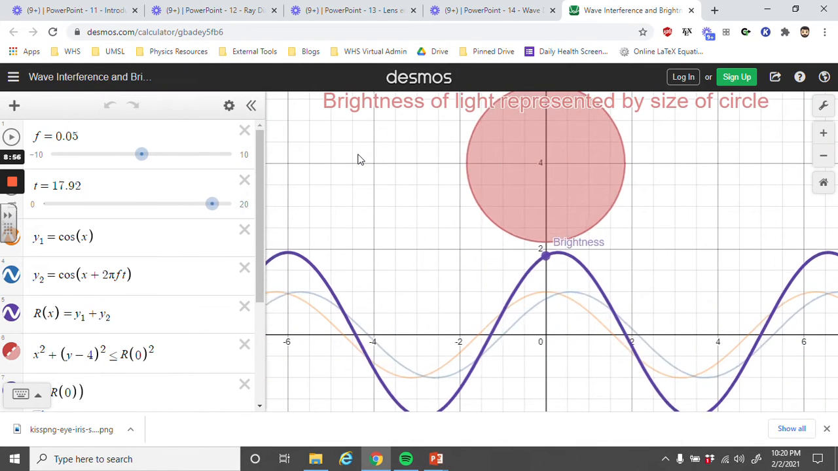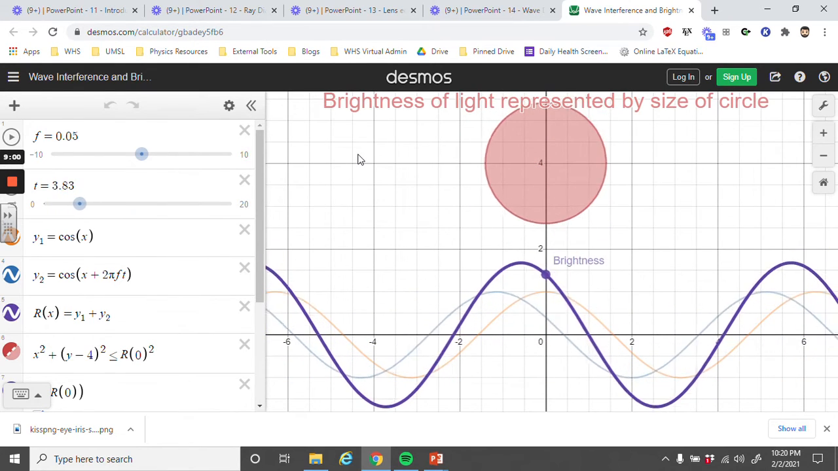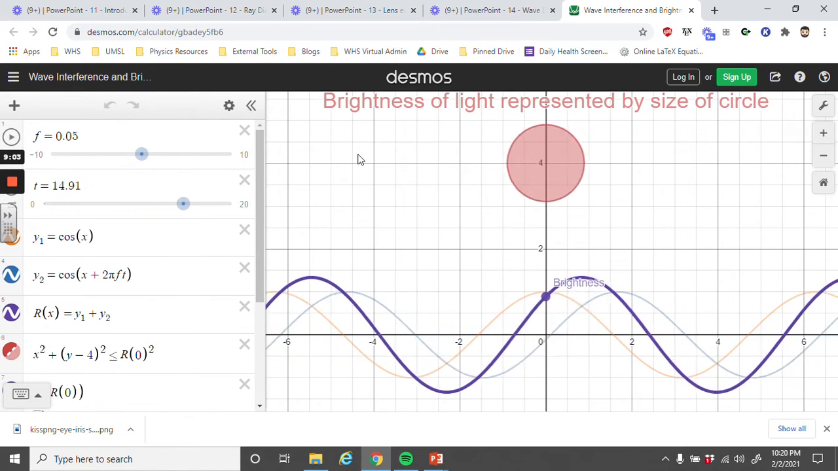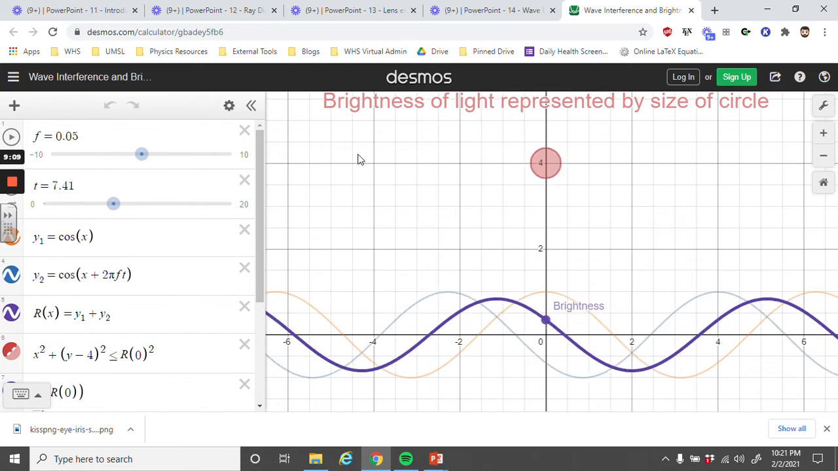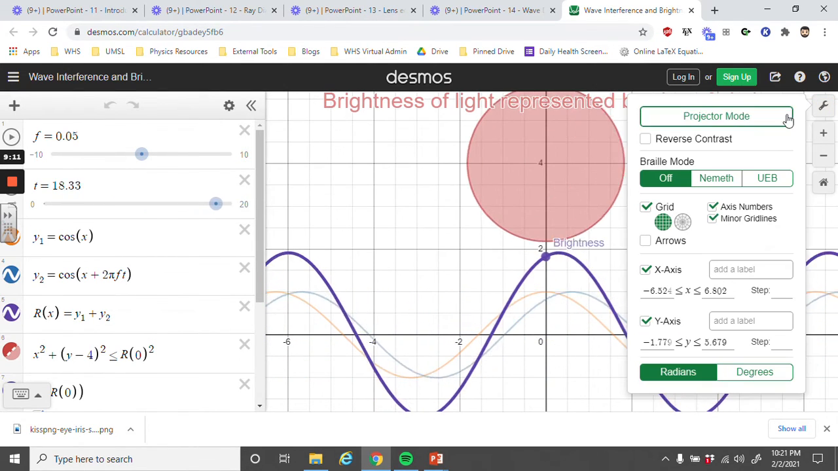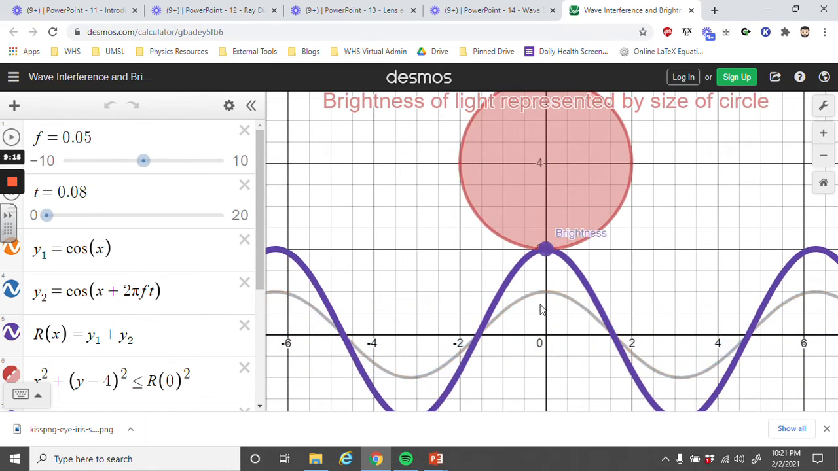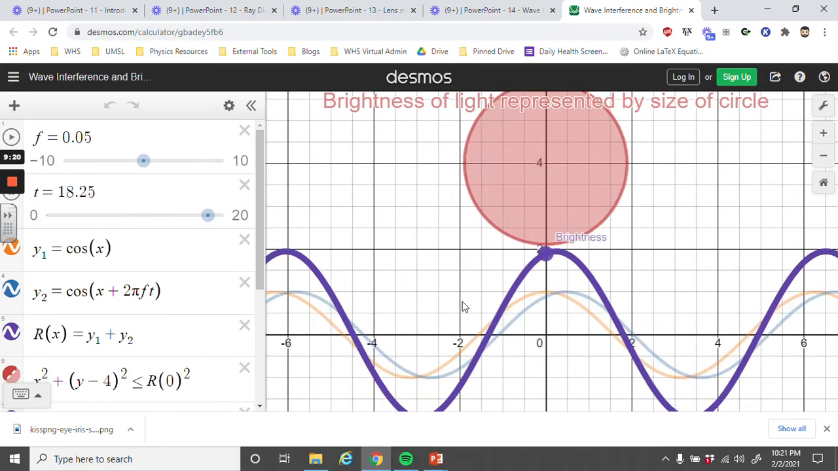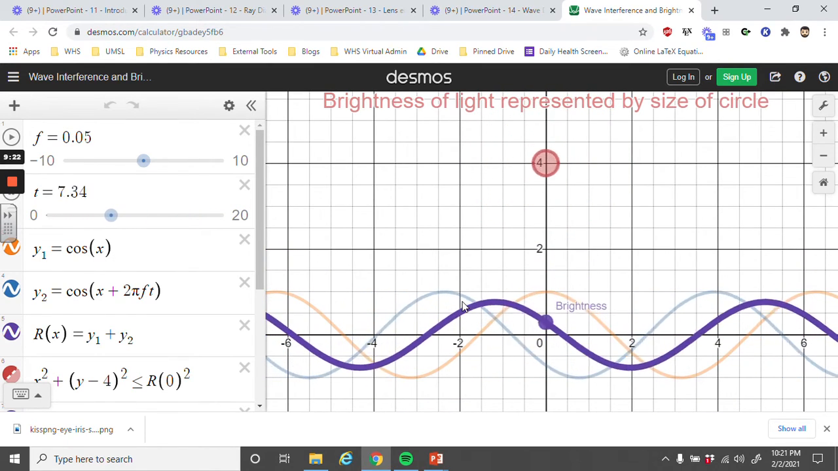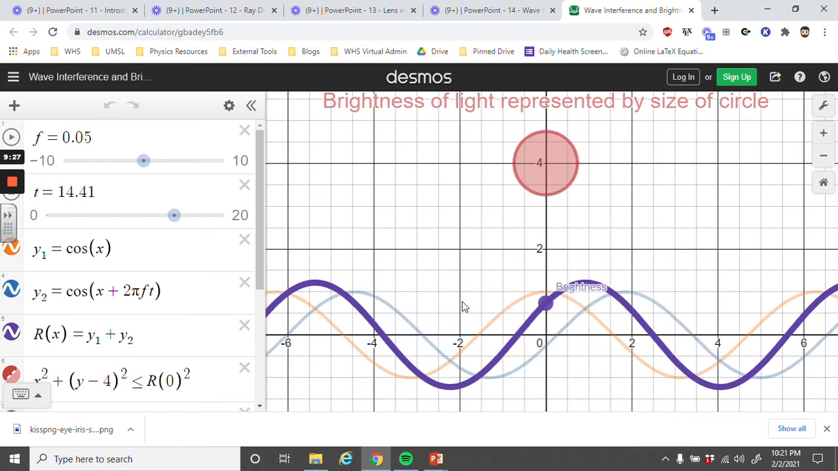So, what's going on in this animation? I'll let you just look at the screen for a moment and then I'll describe it. All right, in this animation, let me go ahead also and make it projector view. The sort of transparent background waves, the red and the blue, those are 2 light waves that we're adding together. And then the purple is their sum. It's what happens when you add the 2.